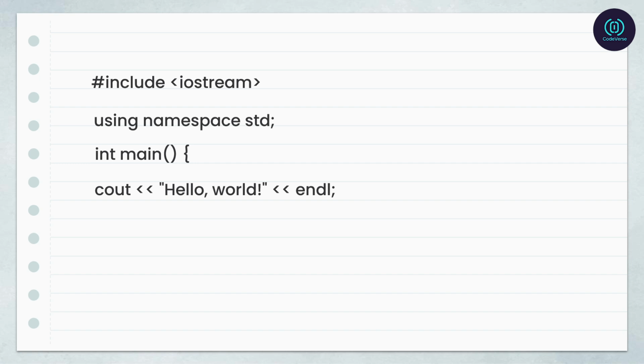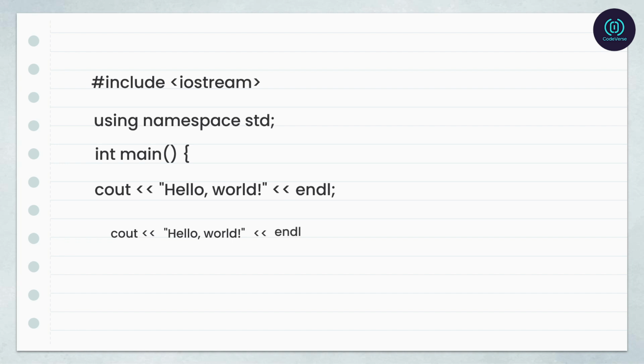Let's break it down. Cout stands for console output. The symbols are called insertion operators. They send data into the output stream. Hello, World, is a string, text inside double quotes. Endl moves the cursor to the next line.